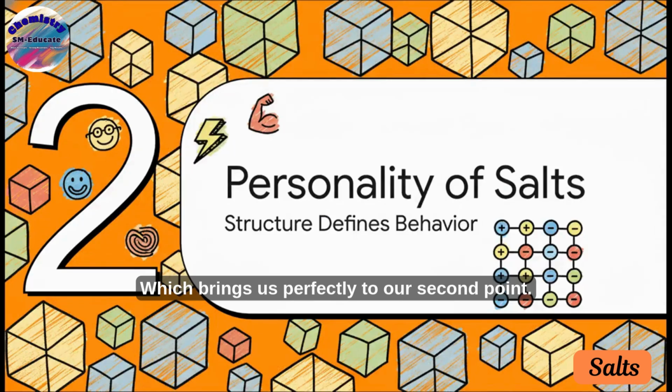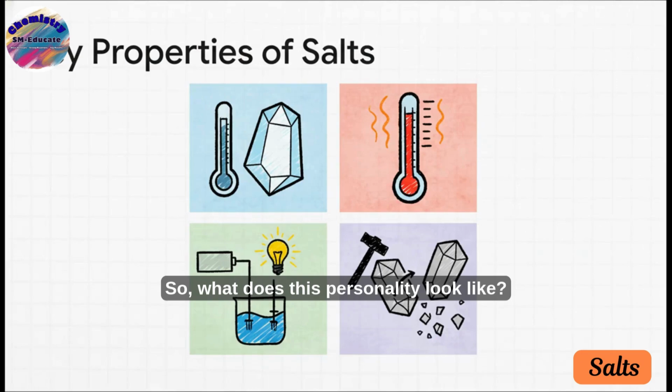Which brings us perfectly to our second point. Once you get your head around that crystal lattice, you can really start to understand the personality of salts. That underlying structure is the reason they act the way they do. So what does this personality look like? Well, four key traits really stand out, and they all come from that lattice.